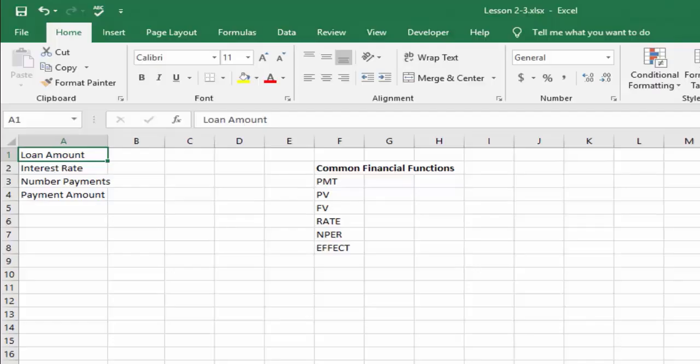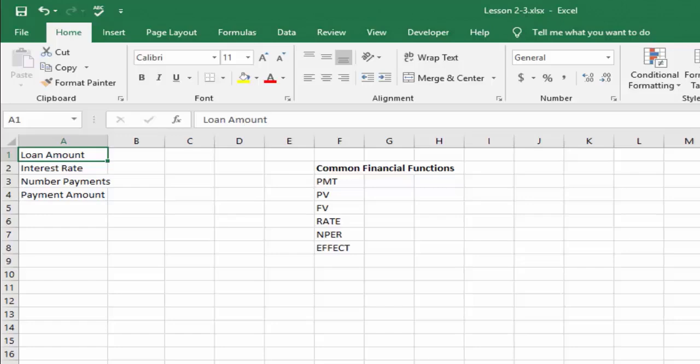So let's use Excel to work through some of these functions. Now, it turns out that when I take out a consumer loan, like a car loan, there are four things that tend to work together to help determine each other. The loan amount, the interest rate, and the number of payments work together to tell me what the payment amount will be. In other words, the size of the loan, the amount of interest that I'm going to pay, and the number of months it's going to take to pay back that loan determine how much I have to pay each month. Essentially, any combination of three of the four can be used to calculate the fourth.